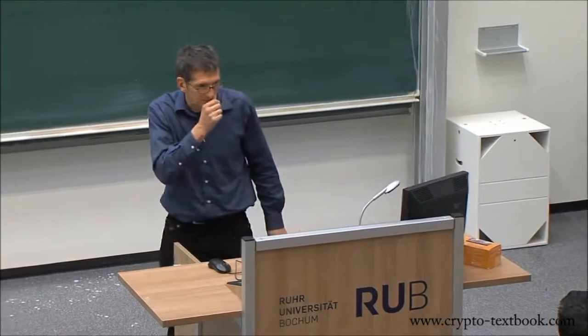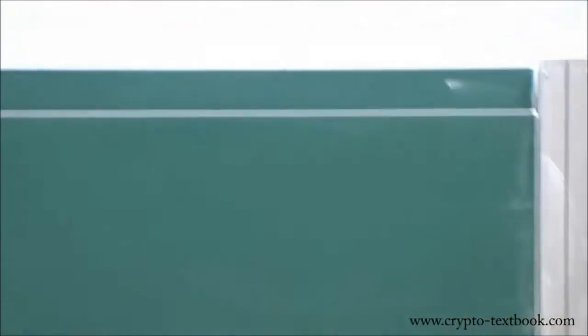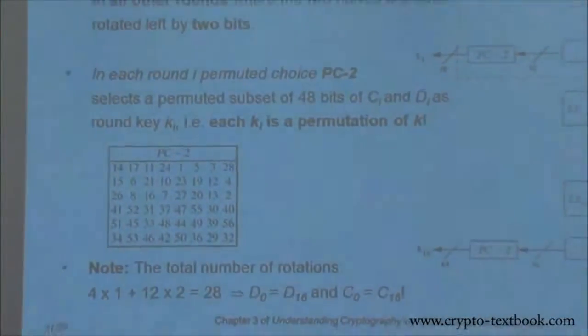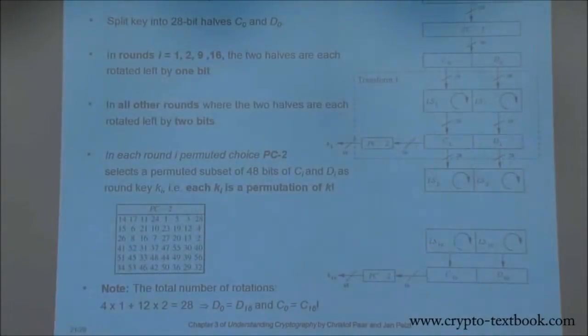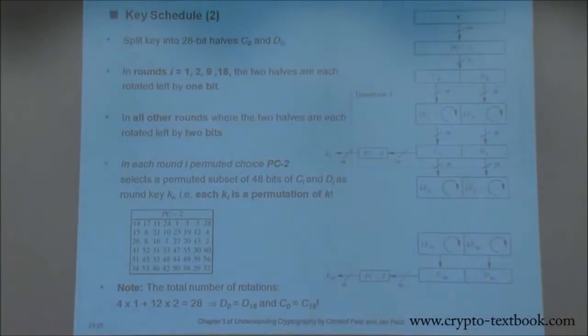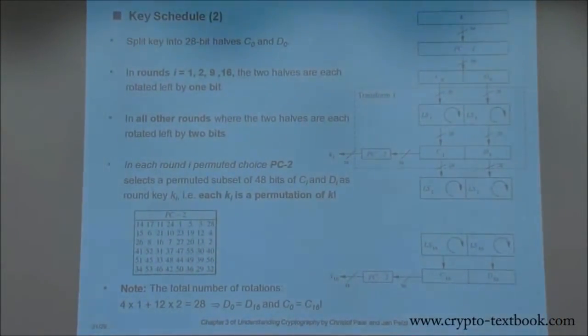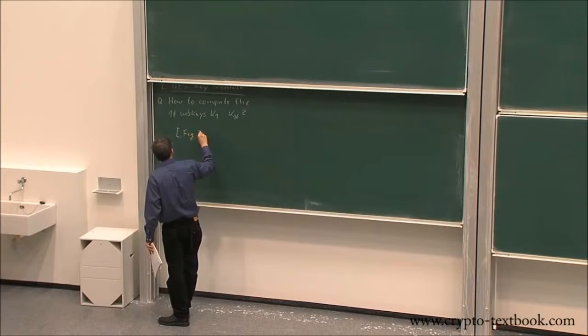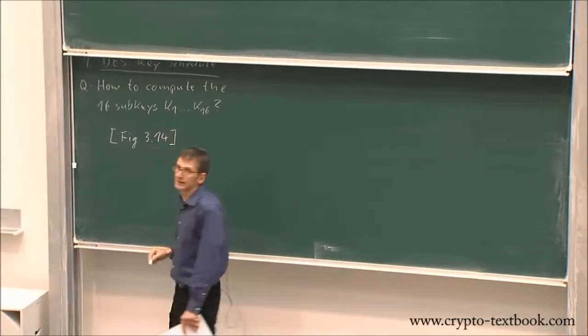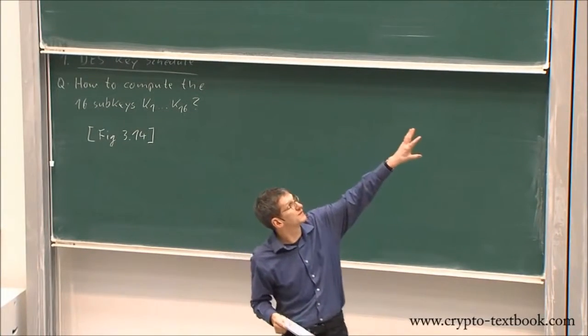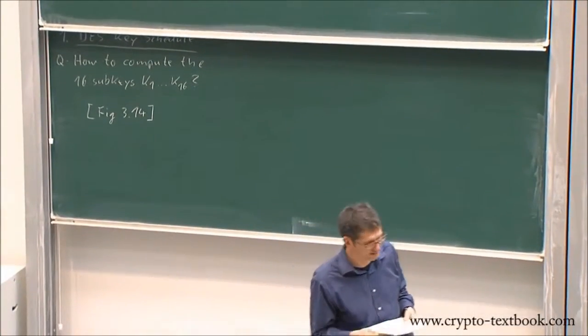Okay, so what you see on the right-hand side here is a key schedule. Most of you got the book, right? The book is available. This is figure 3.14 in the textbook. What you see on the slide is a somewhat nicer version.